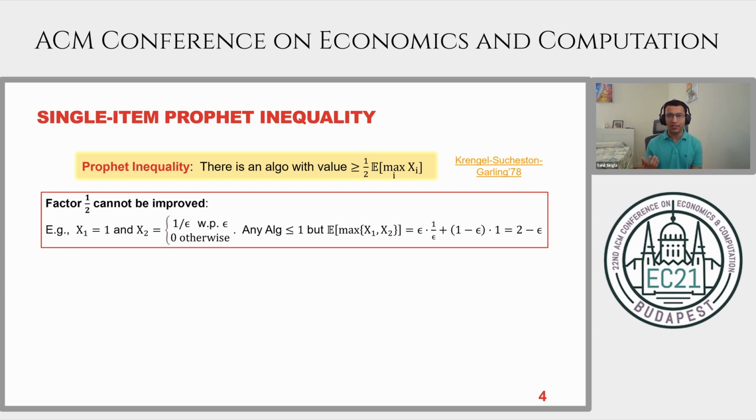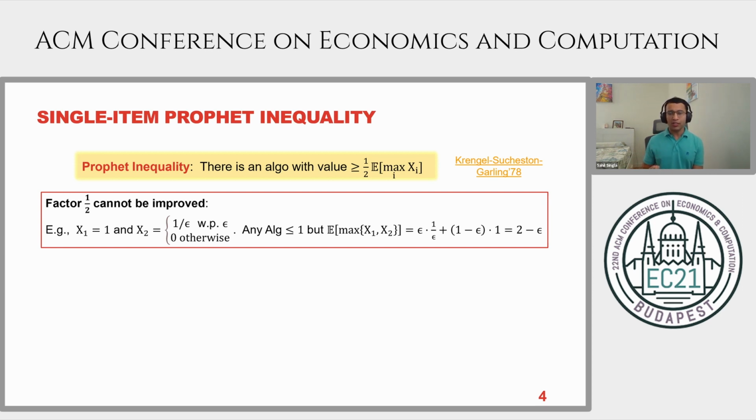Imagine you just have two boxes. X1 takes deterministically a value of 1, and x2, on the other hand, takes a very large value, like 1 over epsilon. Imagine epsilon is very close to 0. So x2 takes a very large value, 1 over epsilon, with a small probability epsilon, and it's otherwise 0.